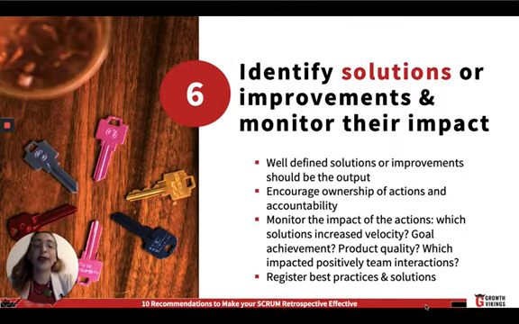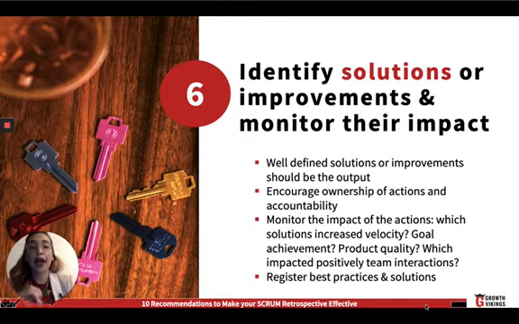The sixth recommendation is to identify solutions or improvements and monitor their impact. Retrospectives should not be spaces for team members to only come and say we couldn't achieve this or weep about it. Retrospectives should be spaces in which team members think of solutions and come up with solutions and improvements. Now, after those solutions and improvements are identified, monitor the impact of those actions.